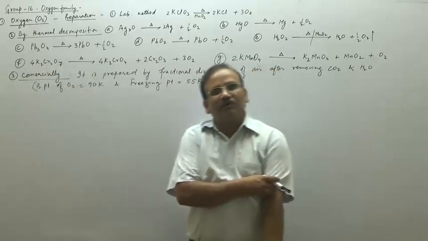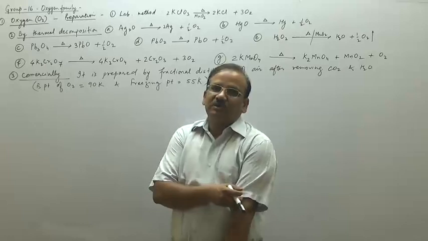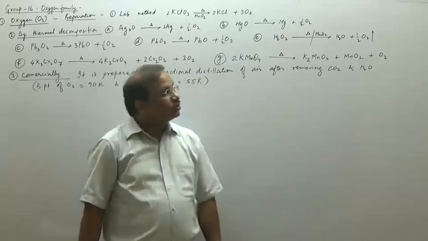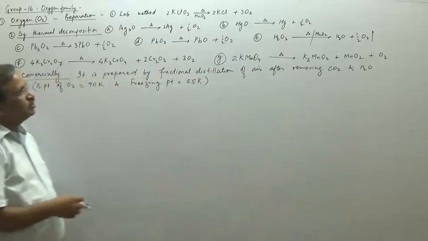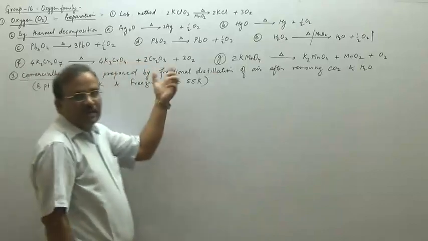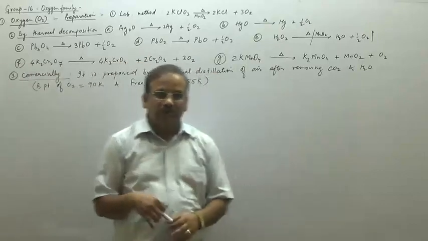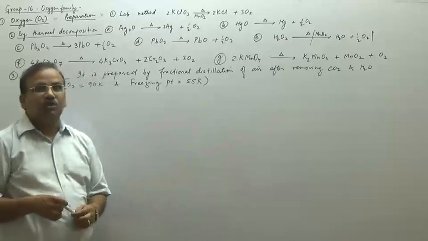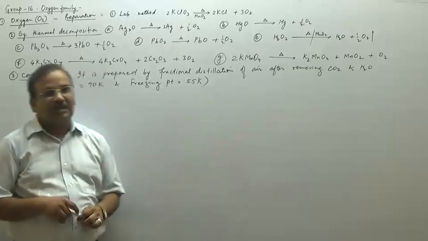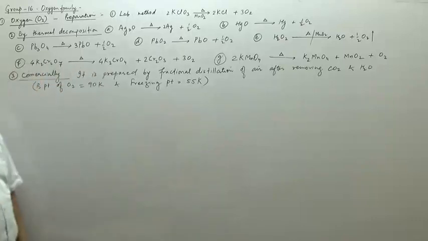So these are the methods by which we can prepare oxygen: by decomposition of compounds, or in the lab method by the decomposition of KClO3. Commercially it is prepared from air because air contains 20% oxygen by volume, so it can be fractionally distilled. Next we can write the properties of oxygen.